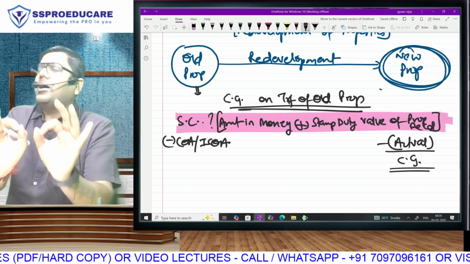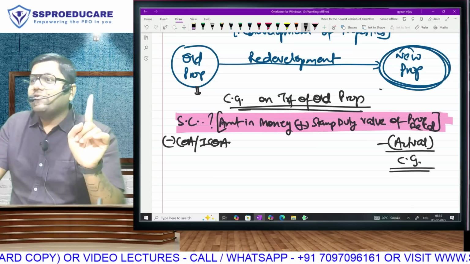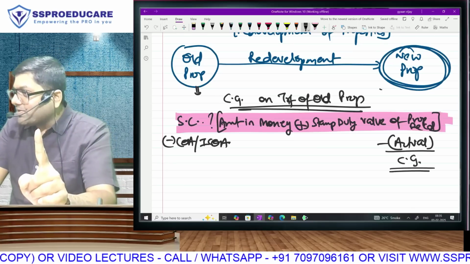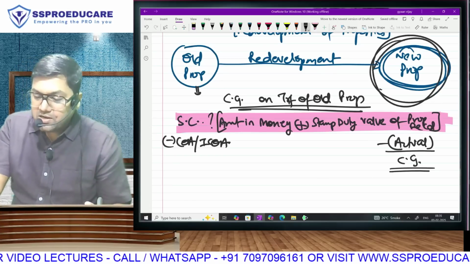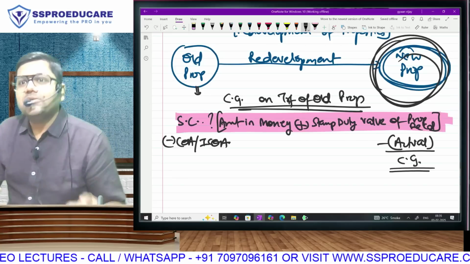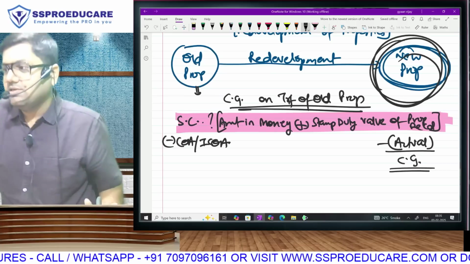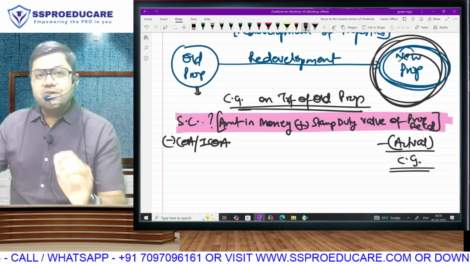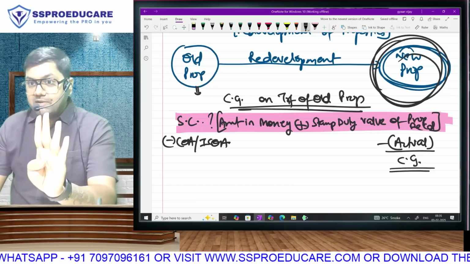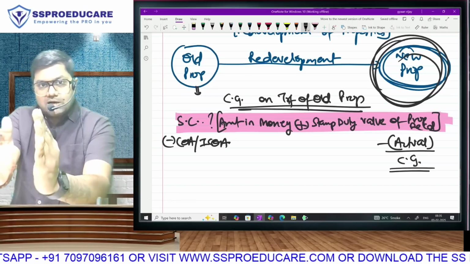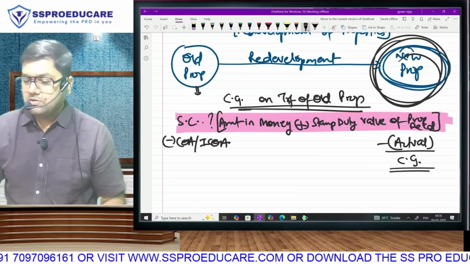Stamp duty value is the market price of your property as per the municipal corporation, just like municipal valuation was the market rent of your property as per the local authority. This is the market price of your property. You all said, no sir, take FMV. But income tax law does not take FMV, it takes the local authority's value. We assume that to be the fair market value, but that is not the fair market value. Fair market value may be higher or lower, but the local authority considers it this way. Income tax is borrowing the value from the local authority.